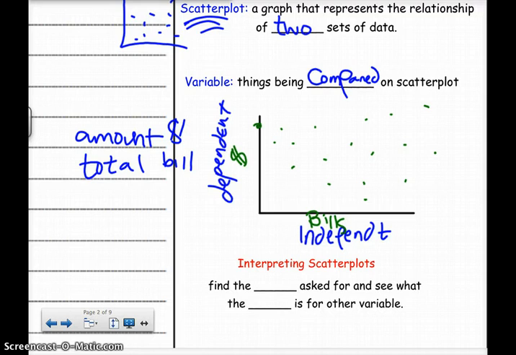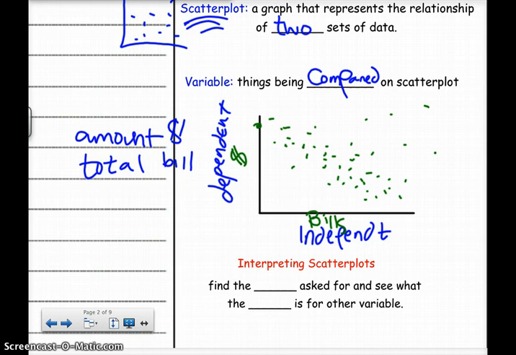So as you can see, you would expect that the amount of money that you have would typically decrease. Most people would be somewhere around here, that the more bills they have, the less money they have. But you do get those little outliers.